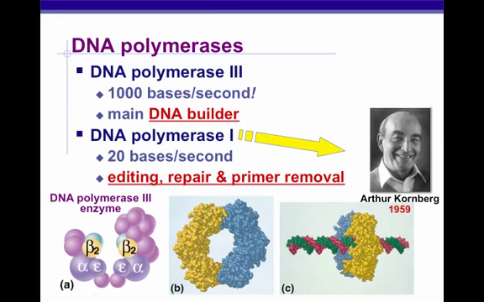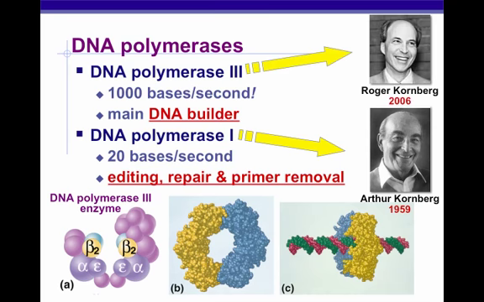So DNA polymerase 1 was discovered by Arthur Kornberg, who received the Nobel Prize in 1959. He has actually two sons, Roger Kornberg and Thomas Kornberg. Roger Kornberg received the Nobel Prize in 2006. Thomas Kornberg also did a lot of work with characterizing and further defining the role of both polymerase 1 and polymerase 3. But Roger Kornberg received the Nobel Prize in 2006 for his work actually with transcription.